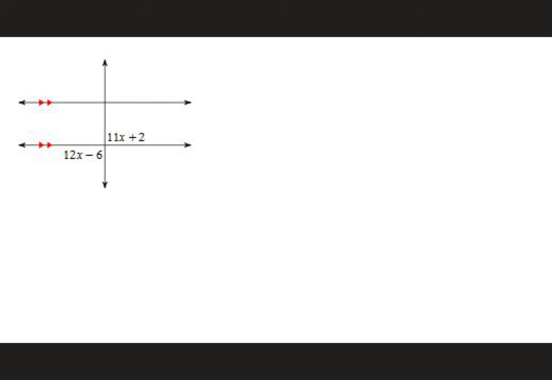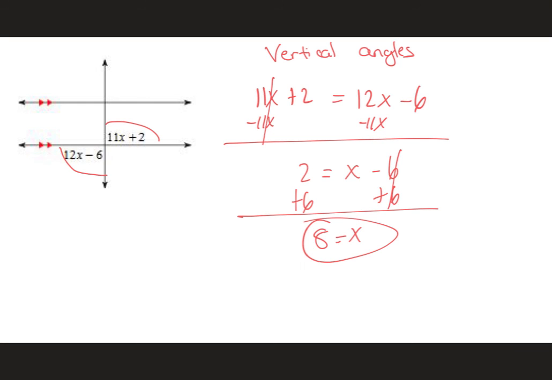For the last example, you should try and solve this problem. Think about what relationship is happening between the two pieces of information given, this angle and the bottom. Set up an equation and solve for x. Pause your video now. x will equal 8 in this problem because we are using vertical angles to say that the two angles, or the two equations, are equal to each other.